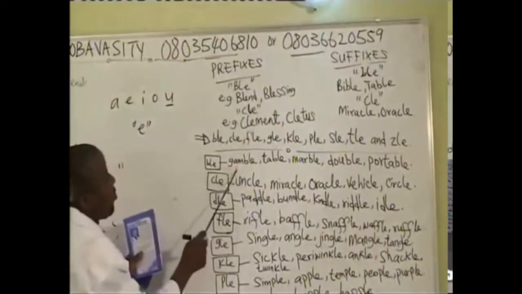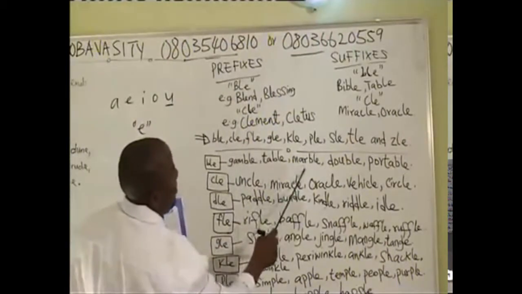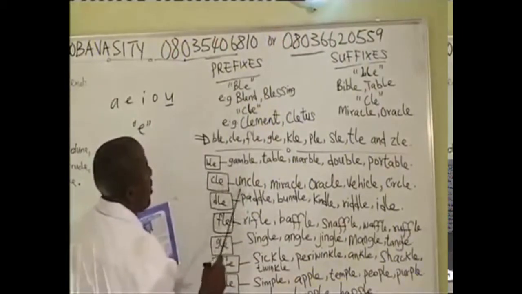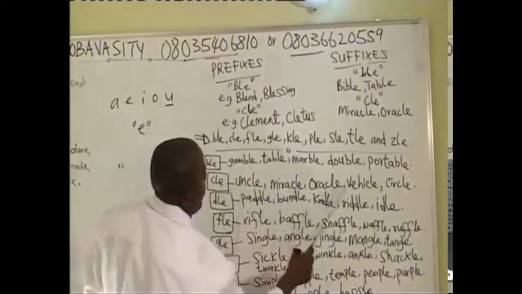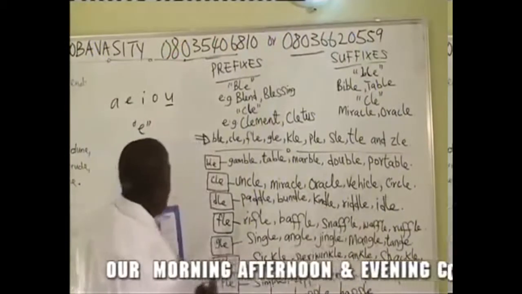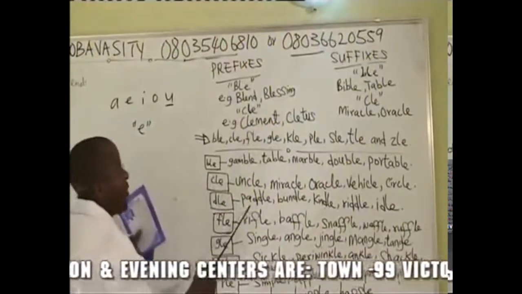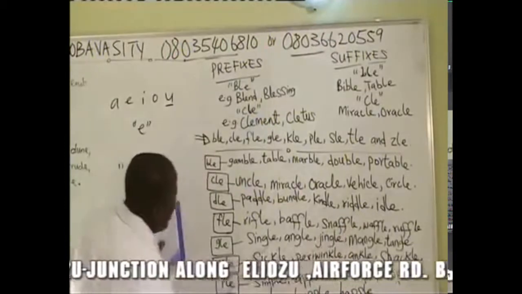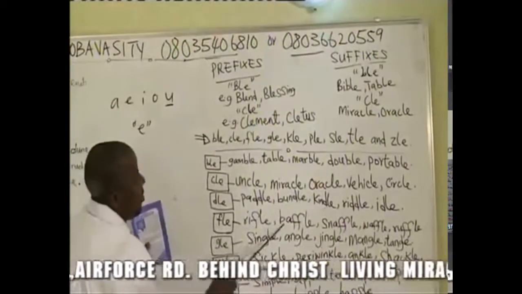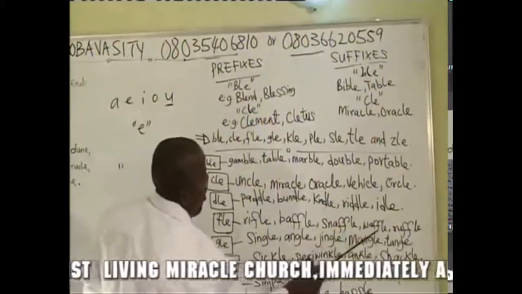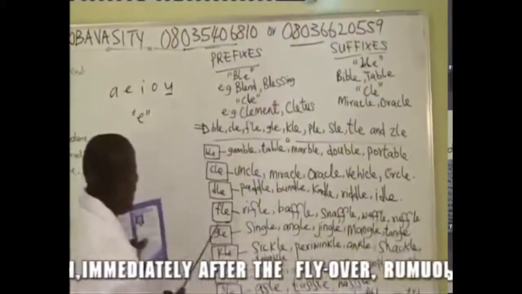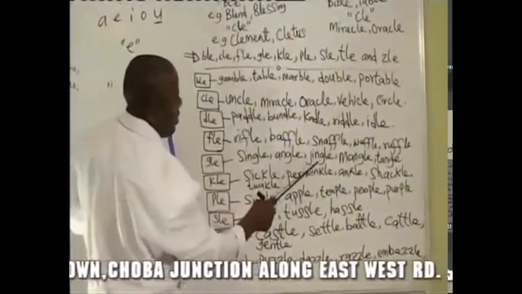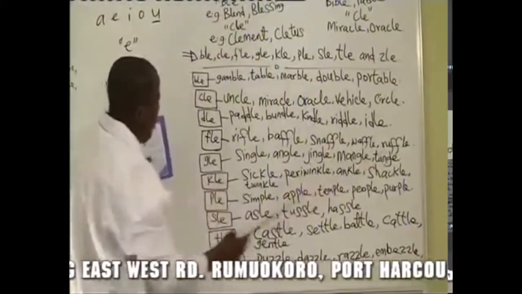So let us watch it down. Bowl, as in what? Gamble. Table. Marble. Double. And what? Bauble. Here we have cull, as in what? Uncle. Miracle. Oracle. Vehicle. And what? Circle. Here we have D-L-E ending your word. It becomes what? Handle. Candle. Kindle. Riddle. And what? Idle. Here is F-L-E. Rifle. Baffle. Snaffle. Waffle. And what? Ruffle. Here we have G-L-E. Table. Single. As in? Angle. Jingle. Mingle. And what? Tangle.